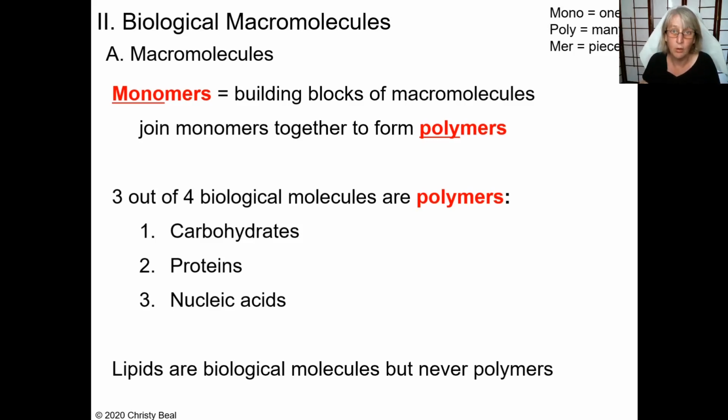Lipids are biological molecules, but they never form polymers. I don't have any monomers. I don't assemble monomers into long chains where their function changes depending on what order I put the monomers together in. That just doesn't happen. Lipids are always just hydrocarbons. Lipids are lipids. If I put a bunch of lipids together, I just get a blob of lipids. If I assemble a bunch of amino acids together, I can get lots of different proteins depending on how I assemble them.